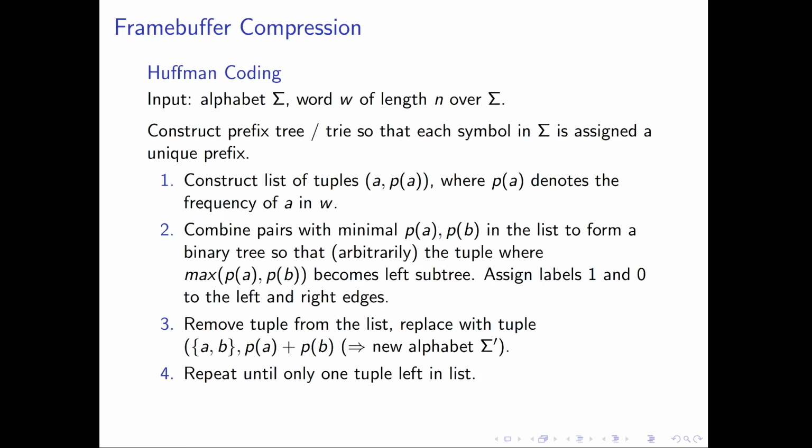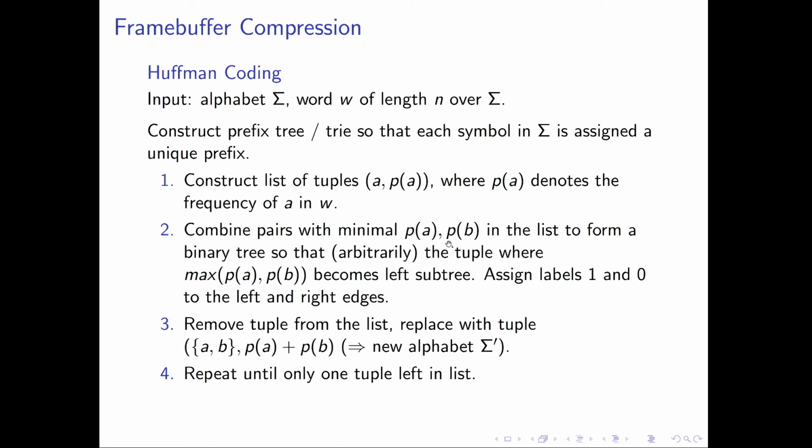And then we have a list with such a tuple for each a in W, that is, for each symbol that occurs in W. And then we would try to combine those pairs. We go through the list, and then we try to combine those tuples to pairs. And for that, we would just pick those tuples from the list whose frequency is minimal. And those two tuples we would use to form a binary tree.